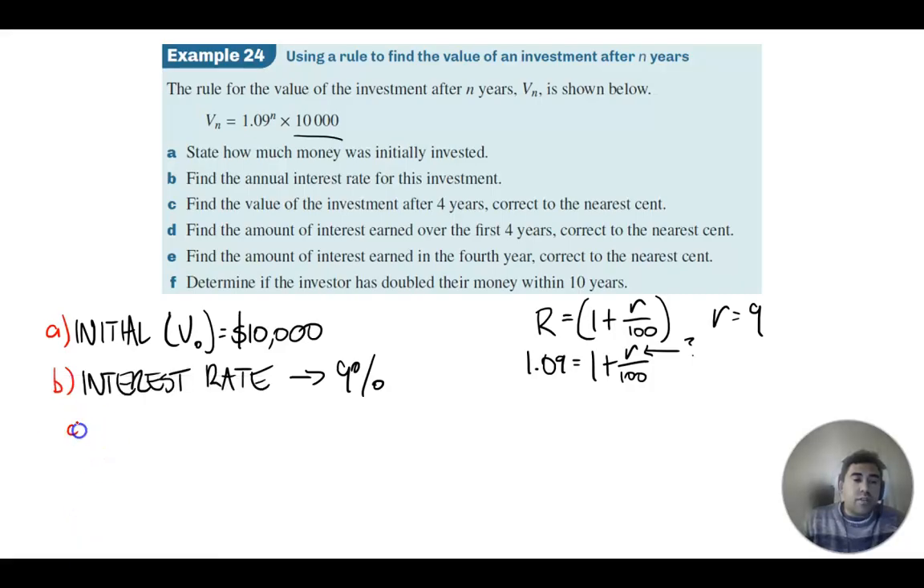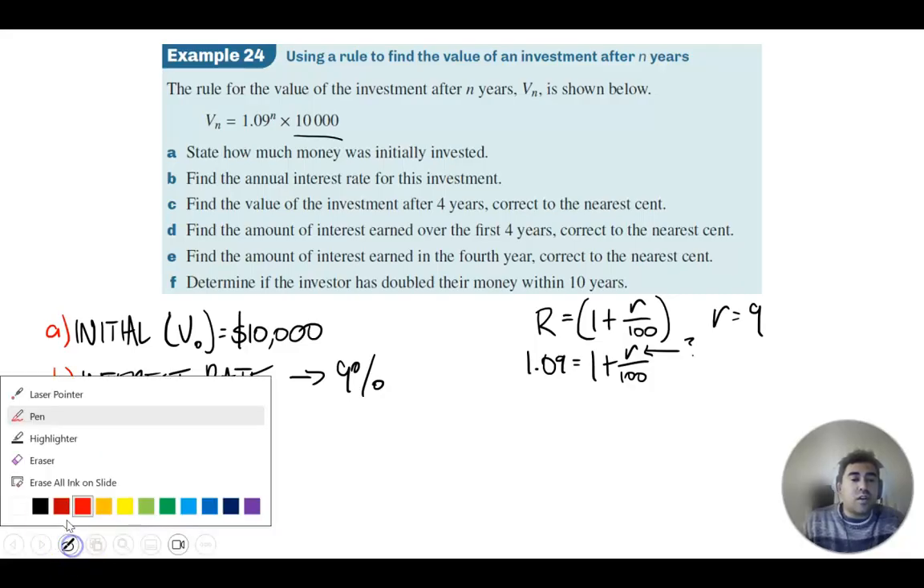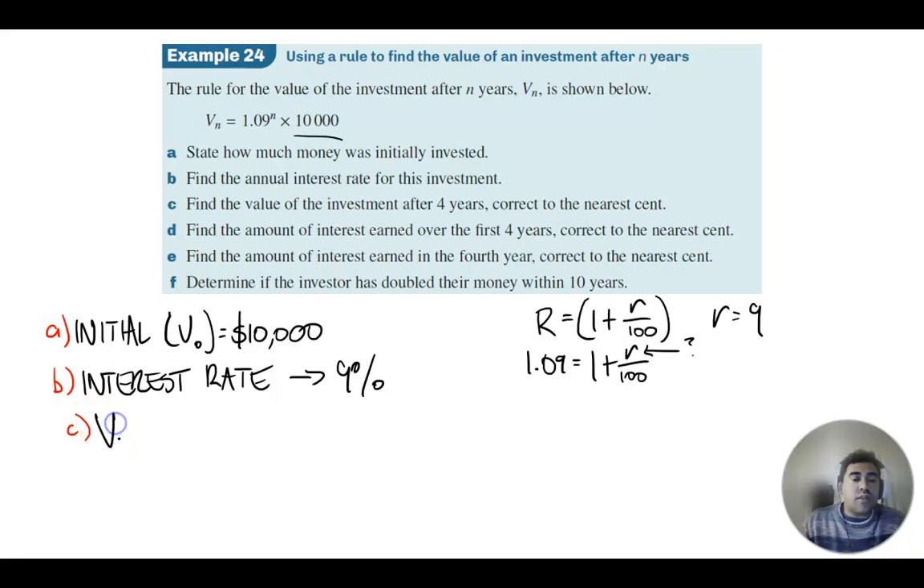Question C is saying that we are looking for the value of the investment after 4 years, correct to the nearest cent. So in other words, we are trying to find out what V of 4 is. And all this is grabbing our multiplicative factor, putting this to the power of 4 and multiplying this by the initial amount of 10,000. So we're taking 1.09 to the power of 4 and multiplying it by 10,000. When done correctly, this will give you an amount of 14115.82.